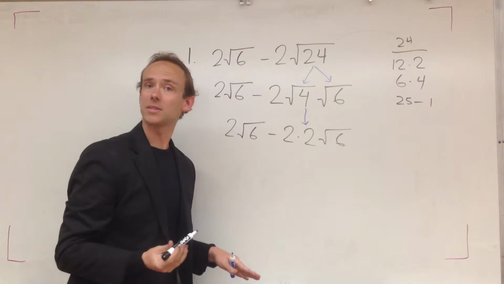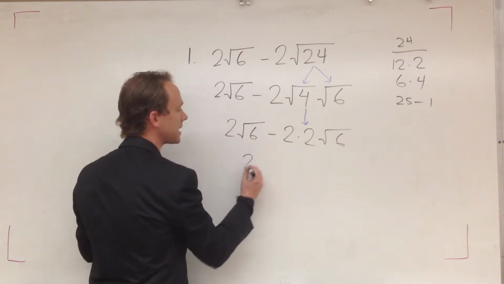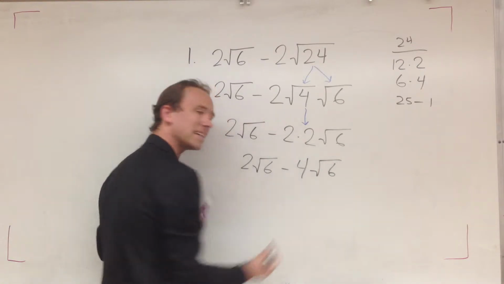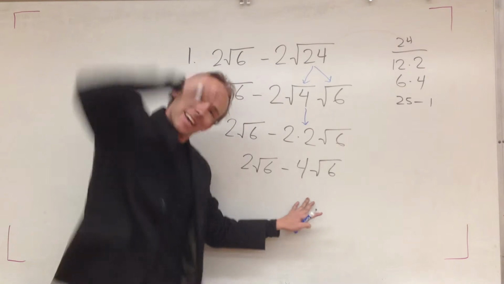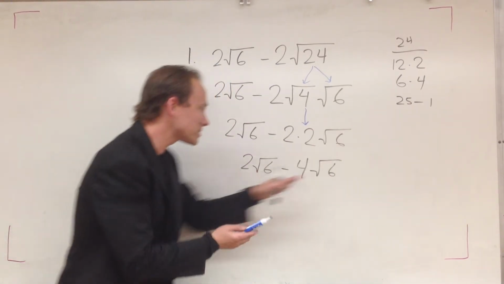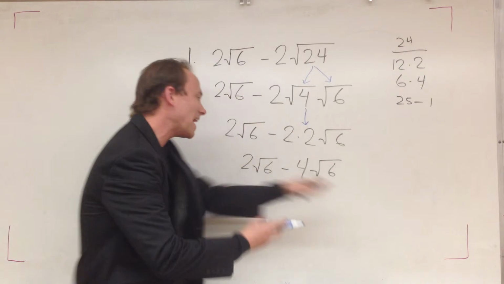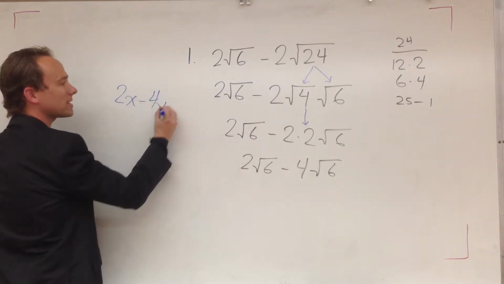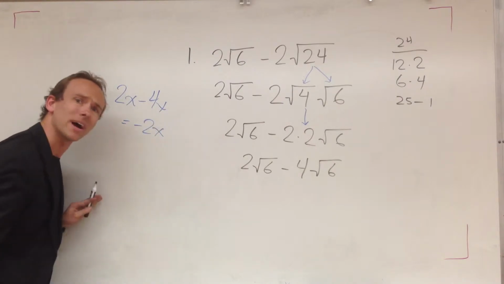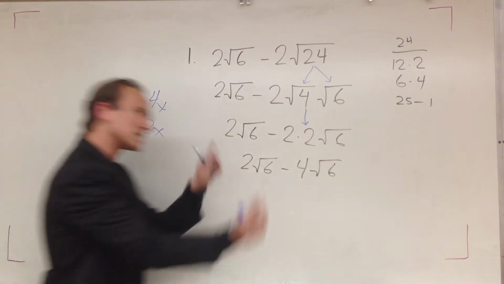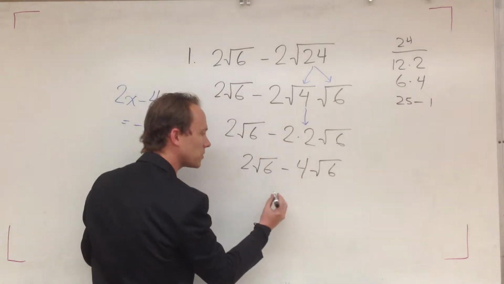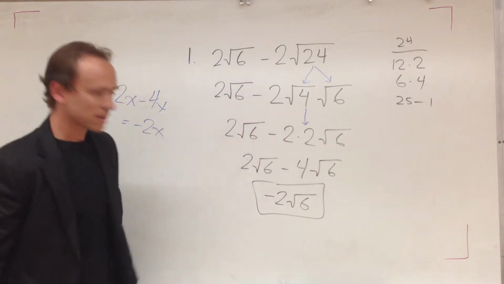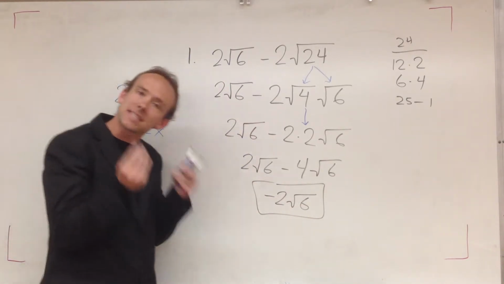Now, I'm just going to keep on simplifying. This is staying the same. 2 root 6 minus 2 times 2 is 4 root 6. Now we got like terms. Right here, they're both root 6. They're the same value. Now it's the same as if I was just rocking 2x minus 4x, and I was sitting here telling you that's negative 2x. Because these are like terms. So are these. 2 minus 4 is negative 2 root 6. Bam! That's the answer. That's how we do it.